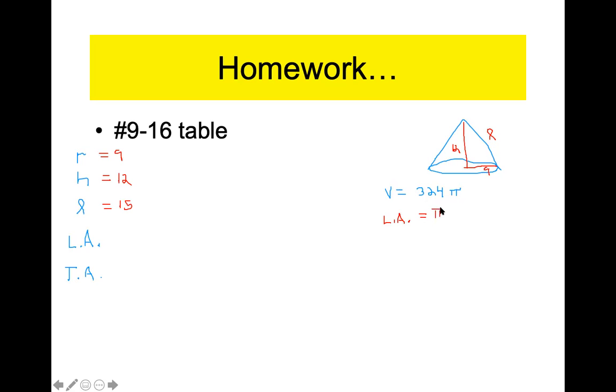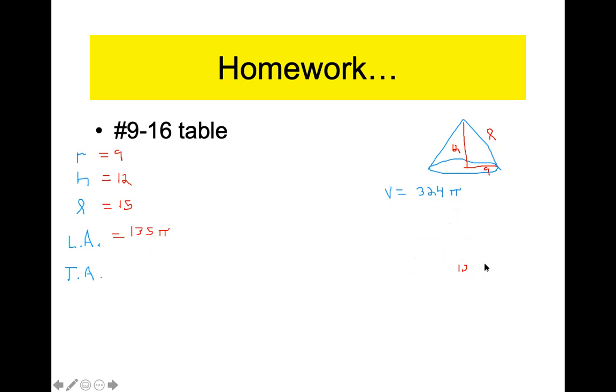Pi times the radius times the slant height. So that's pretty simple. Lateral area, all I got to do is type in pi. And it said leave it in terms of pi, so pi is going to stay pi. Pi, the radius is 9, and the slant height was 15. So it's really just 9 times 15. 9 times 5, 45, carry over 4. 9 times 1, 9 plus 4 is 13, 135 pi. So 135 pi. All I'm doing is using the formulas one at a time. Not bad.